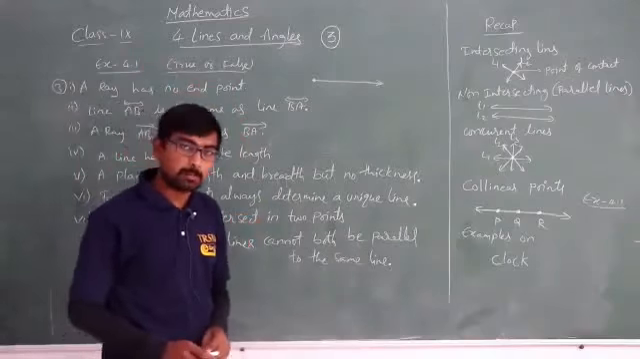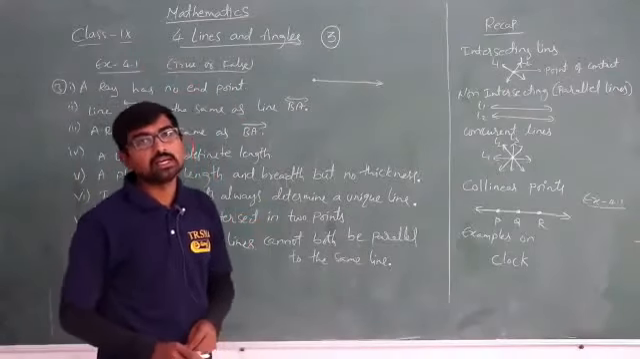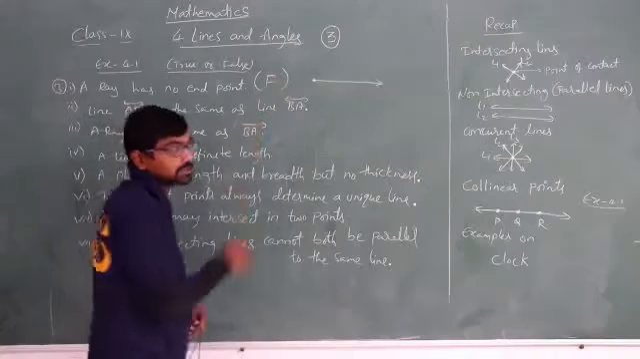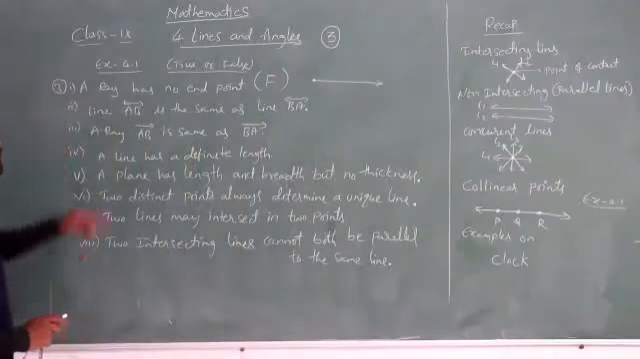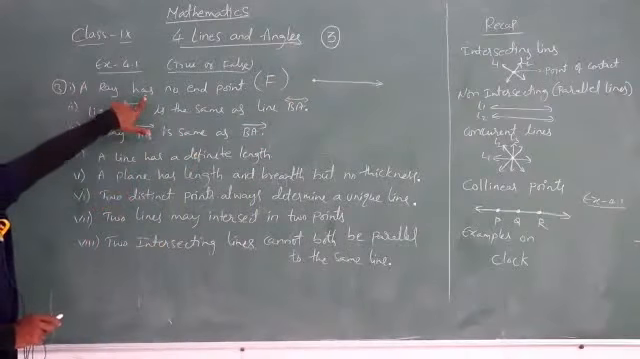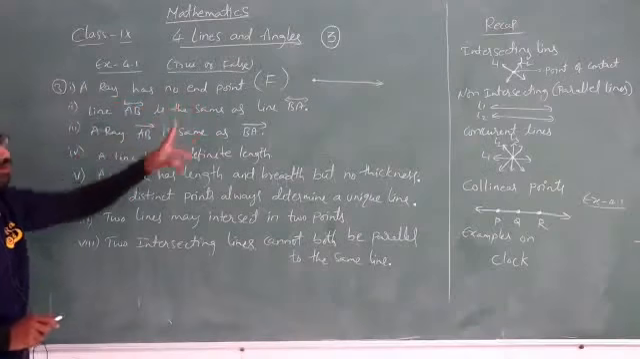One endpoint compulsorily, then only it is called a ray. So here I am writing false, isn't it? False. Why? Because a ray is having an endpoint. Here it said it has no endpoint, so it is false.